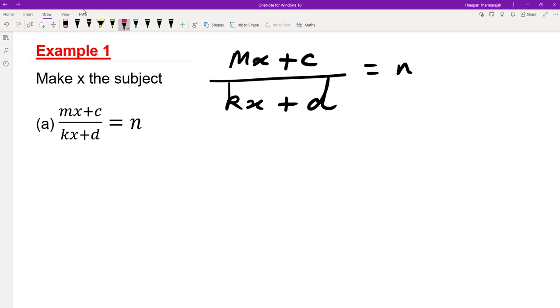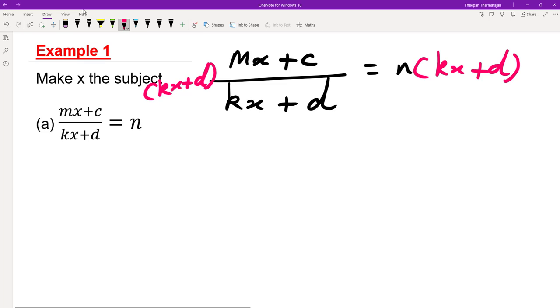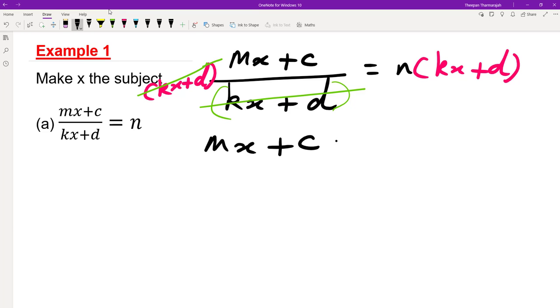Now remember, in a question like this, we want to get rid of the denominator. So we times both sides by kx plus d. This will cancel out with all of the denominator. So we end up with mx plus c equals, now let's expand the brackets, so we get nkx plus nd.